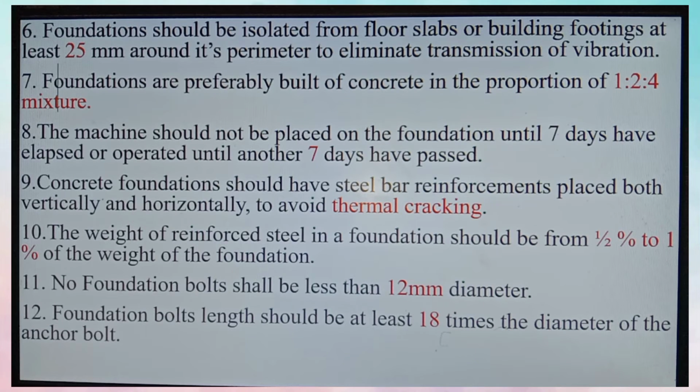If you have 20 mm diameter anchor bolts, you have to multiply at least 18 times. Okay, if you have 1 inch, then 18 inches is the length of the anchor bolt. It's either an L-type anchor bolt or a J-type anchor bolt.